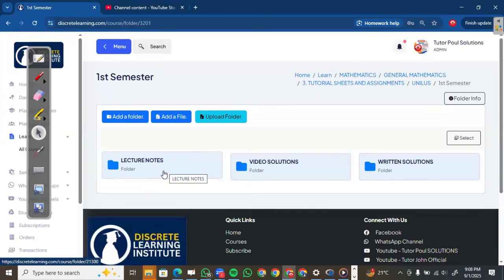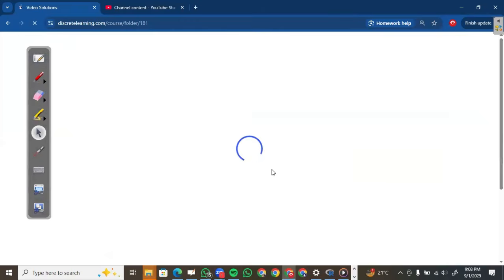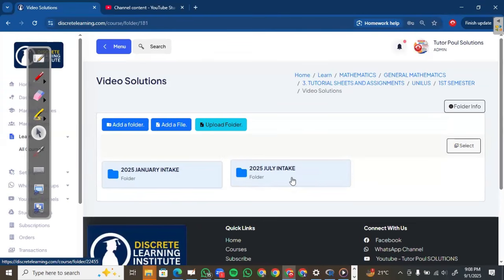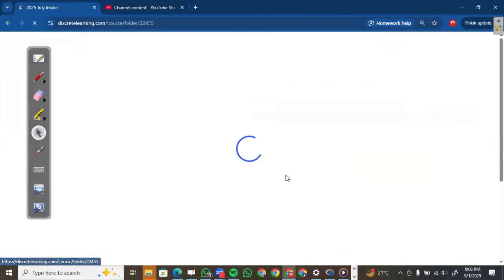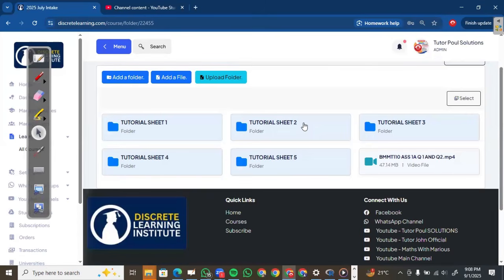And then here there are just lecture notes. Here there are some written solutions to some of the tutorial sheets. And then here there are video solutions, so you want to go in the video solutions there. And then you go in your intake. So this is January 2025 intake, so you open here in the January 2025 intake. You're going to find the videos on tutorial sheets. Tutorial sheet 1, we have 4 videos there.